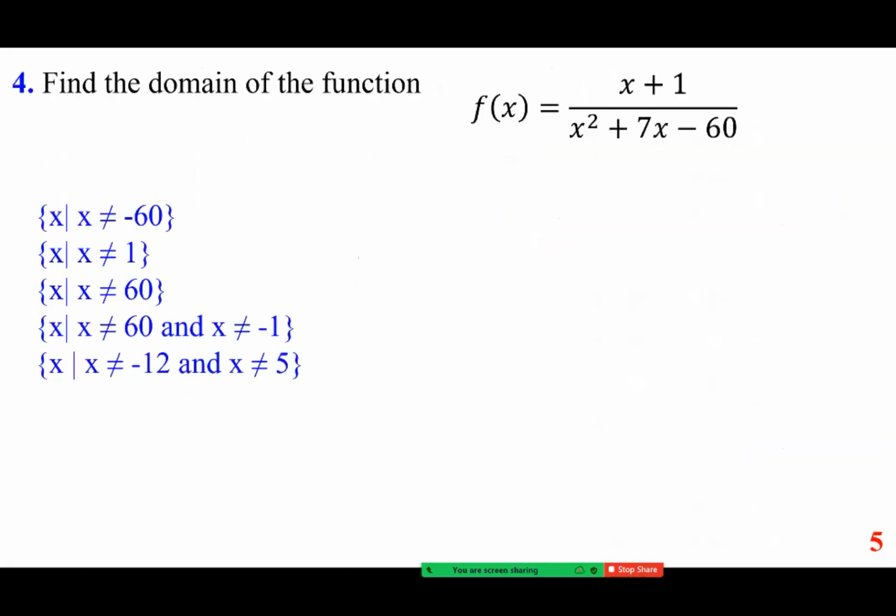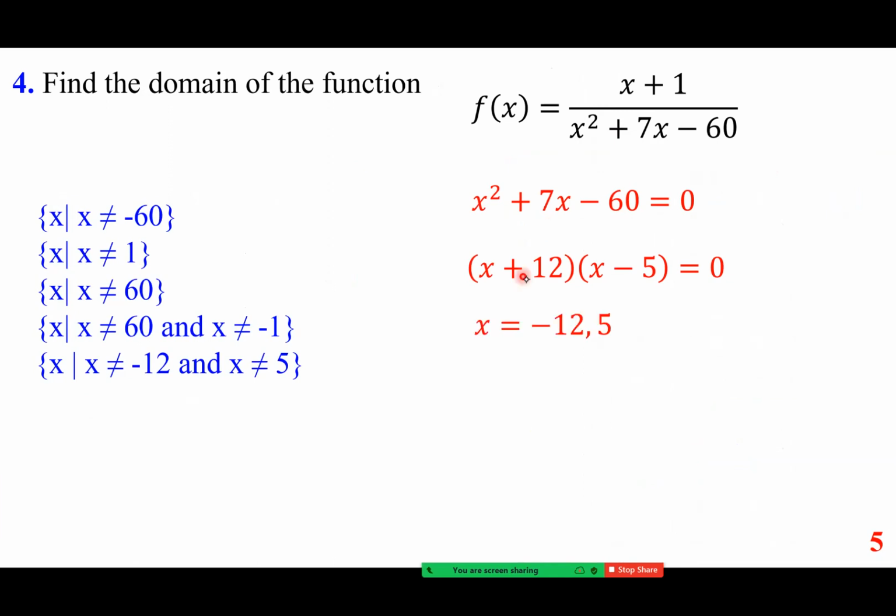We want to find the domain. We don't even have to look at the possible solution. We go through the process. In order to find the domain, we set the denominator equal to 0 and exclude that. So factoring this, I'm assuming everybody's okay with that. When two numbers, the product is negative 60, the sum is 7. We get plus 12 and minus 5. So x is either negative 12 or 5. These are the numbers that make the denominator 0. We must exclude those. To exclude those, the way they are given, we can write them in this format.